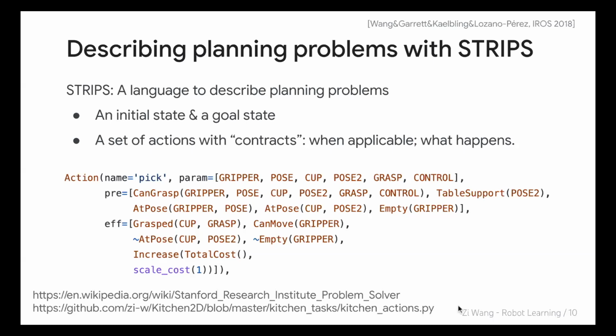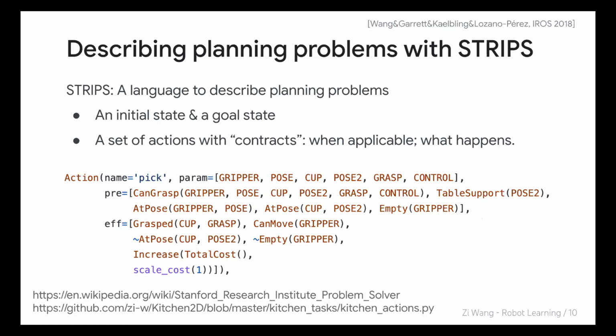So for the two parts, when applicable and what happens, the applicable part is what we call the precondition, and what happens is the effect. The precondition involves several different conditions, including can grasp, which is basically a true or false function that says with all these parameters, I can grasp the cup. And then some other preconditions include the fact that for the pose of the cup, the table is supporting it.